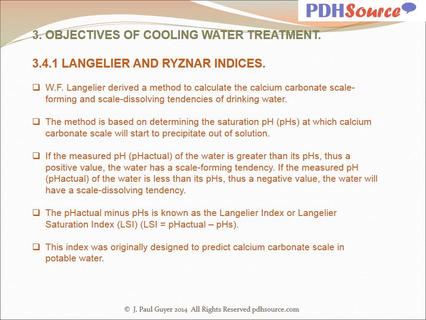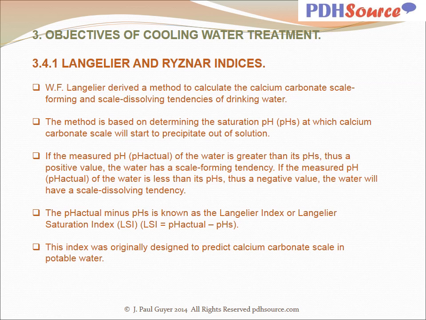Langelier and Ryznar indices. Langelier derived a method to calculate the calcium carbonate scale forming and scale dissolving tendencies of drinking water. The method is based on determining the saturation pH at which calcium carbonate scale will start to precipitate out of solution. If the measured pH of the water is greater than its saturation pH, thus a positive value, the water has a scale forming tendency. If the measured pH of the water is less than its saturation pH, thus a negative value, the water will have a scale dissolving tendency.